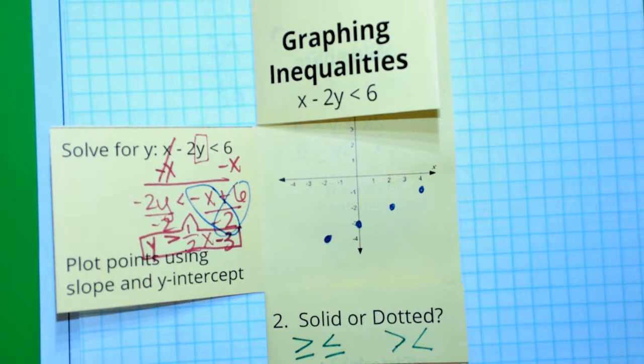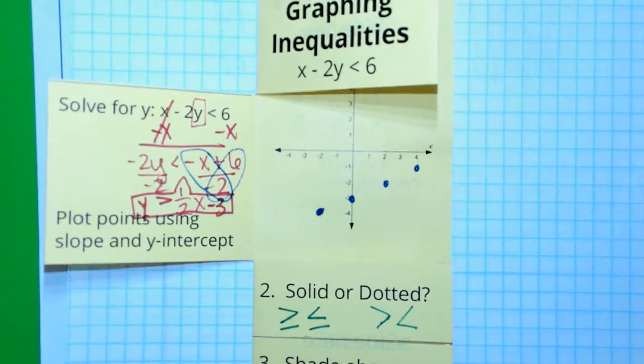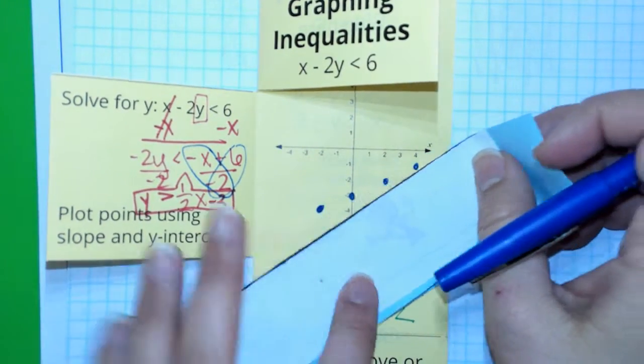Now, with inequalities, we have to determine if it's a solid or dotted line. Is this guy a solid or dotted line? It's a dotted line or dash.